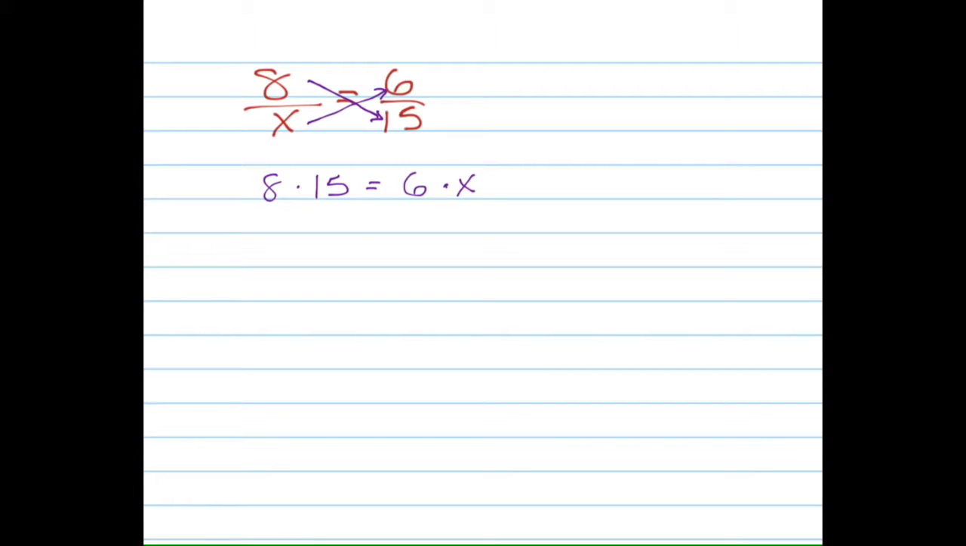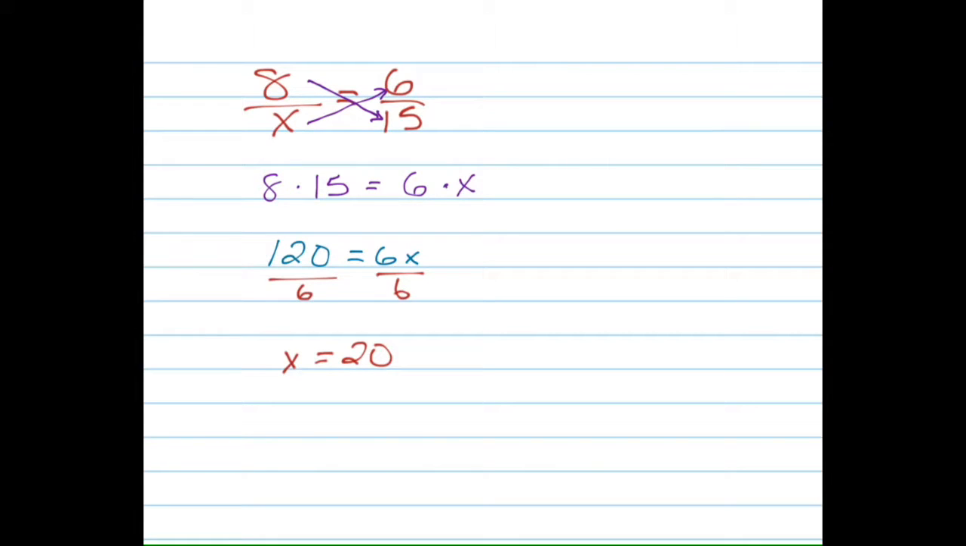What is 8 times 15? Ryan? 120. Okay. Then what do we do? Divide both sides by 6. Leaves us with x equals 20.